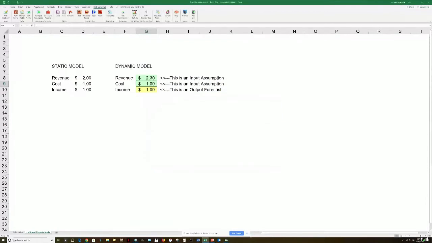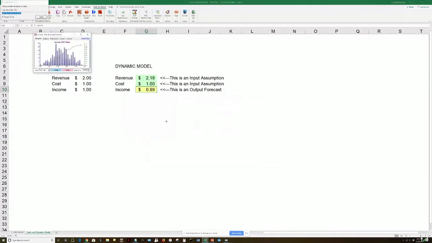So those are the inputs. And on the output, it's income. So I select cell G10 and click on set output forecast. Give it a name, click OK. I can have as many inputs as I want, as many outputs as I want. And when I'm done, all I got to do is click on OK and click run in this case.